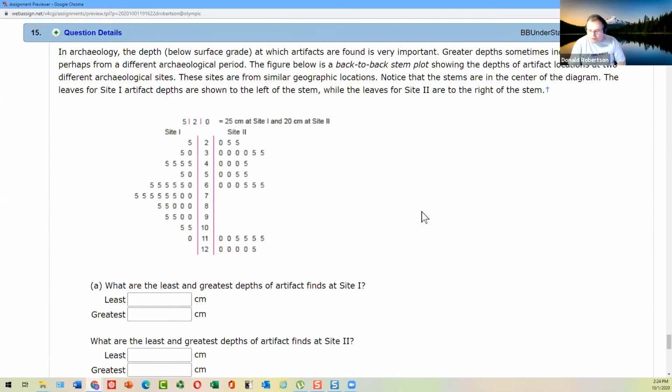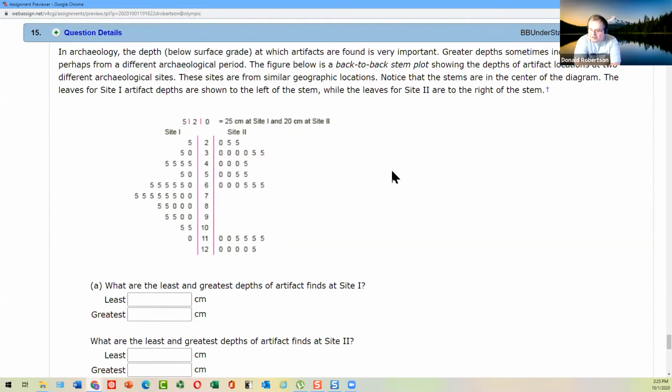Here is one that you don't draw, but it has been drawn for you. It's called, at least I call it, a back-to-back stem and they call it a back-to-back. Good. And it shows you, well, let's do the depth part. In archaeology, the depth below the surface grade at which artifacts are found is very important. Greater depths sometimes indicate older artifacts. I've seen documentaries, right, over in the 1800s, and then they dig a bit deeper and they say, oh, now we're in the medieval. And then they dig deeper and say, oh, now we're in the Bronze Age. If a place has been there a long time.